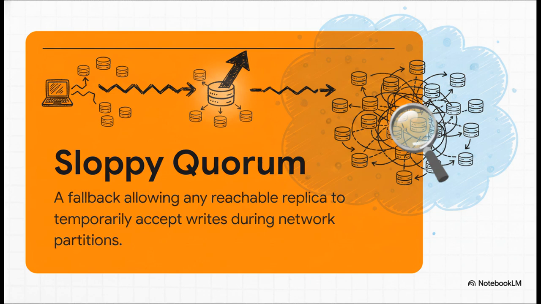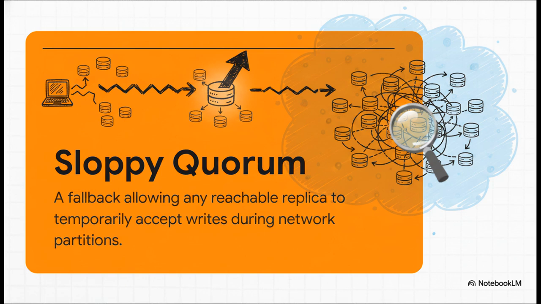Enter the sloppy quorum. This is a truly brilliant fallback configuration. Imagine a massive network partition separates your application server from the specific database nodes that normally hold its data. Instead of throwing a 500 error and dropping the customer's shopping cart update, a sloppy quorum allows the client to write that data to literally any reachable node in the entire database cluster, even if it's the completely wrong node for that specific piece of data. It prioritizes availability above all else.